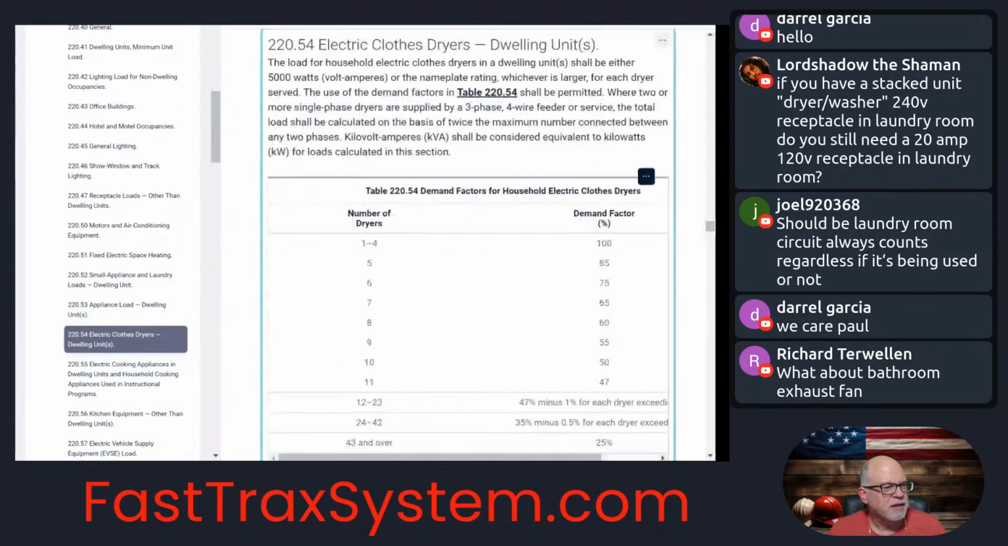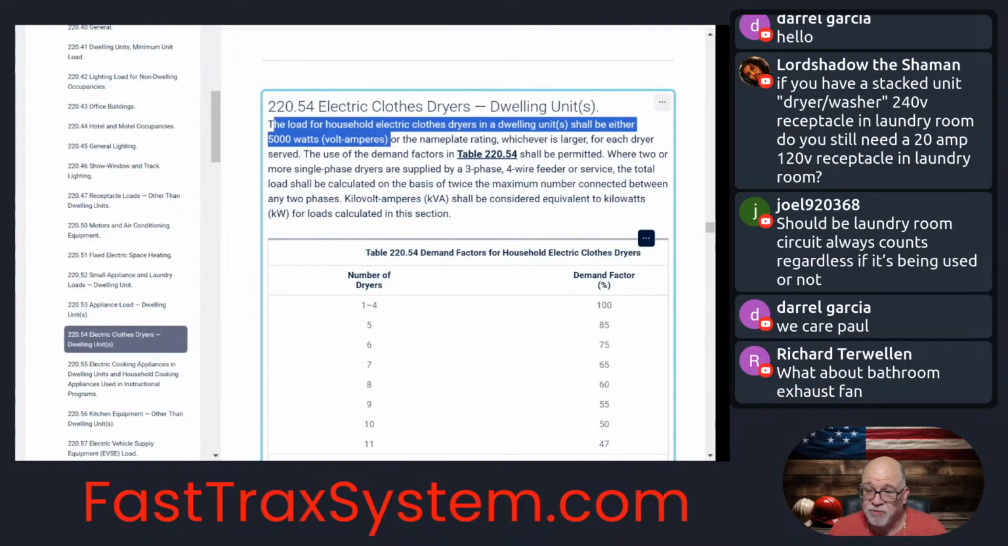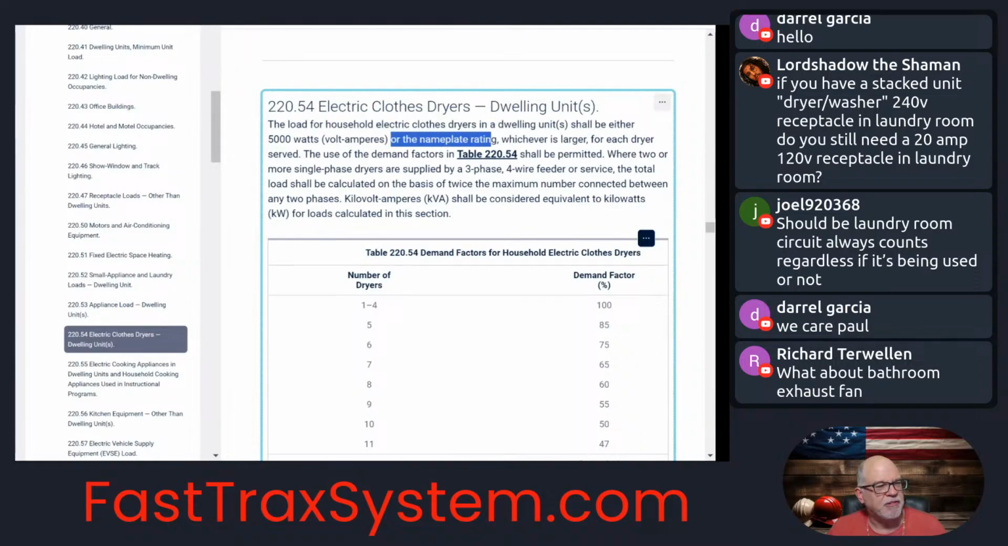Right here. All right. So what you see here, it says the load for a household electric clothes dryer in a dwelling unit shall be either 5,000 watts. And remember, watts is synonymous with VA, volt amperes, or the nameplate rating, whichever is larger, for each dryer to be served. So in a dwelling, unless you've got some mega mansion, if you have 1 to 4 dryers, they're just at 100%. So you would take the nameplate or 5,000 for each dryer, whichever is larger. Whether it's the nameplate or the dryer.